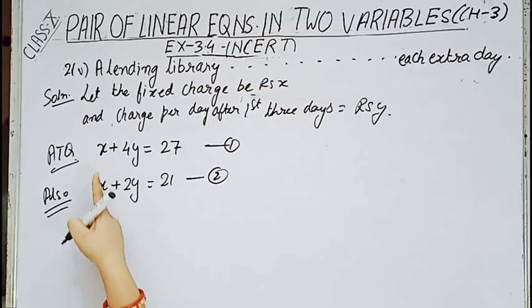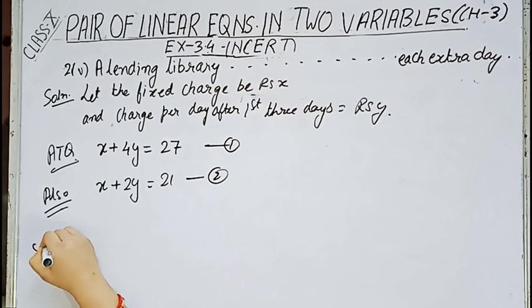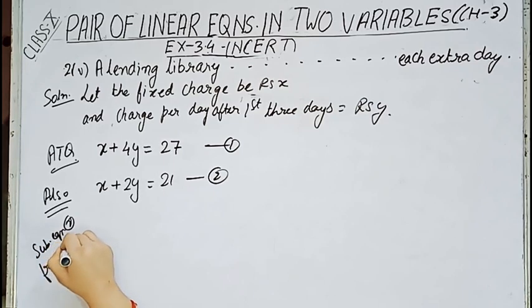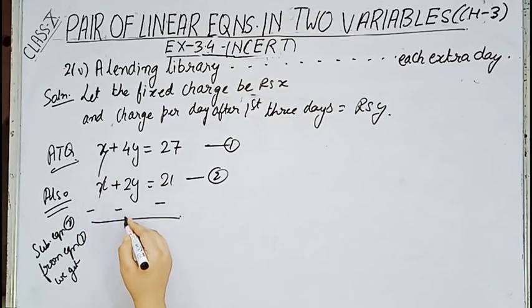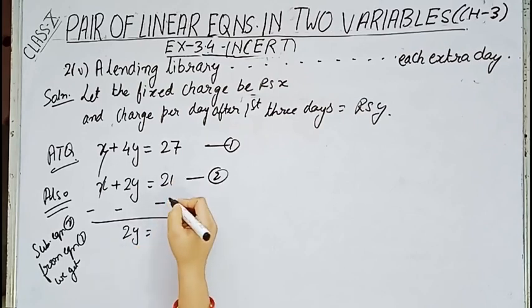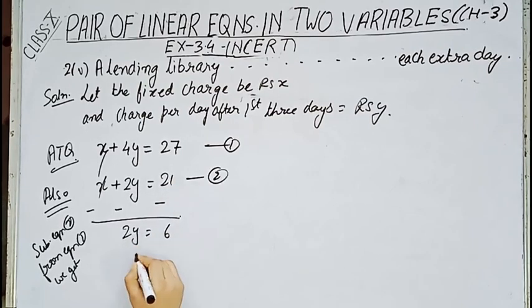So since the coefficient of x is the same, let us subtract it directly. So subtracting equation 2 from equation 1, we get minus, minus, minus. These two will be cancelled. 4y minus 2y is 2y, and 27 minus 21 is 6, implies y equals 3. So the charge per day which they have to give after the first 3 days is rupees 3.